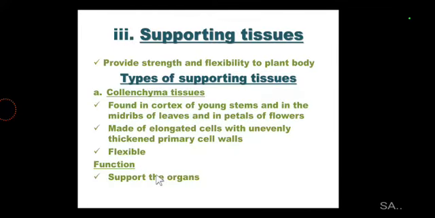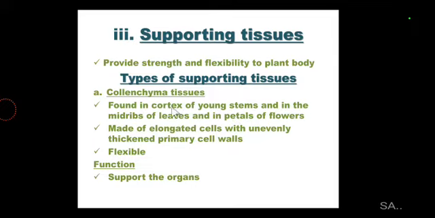Now we are moving towards the last simple permanent tissue, and this is the supporting tissue. So supporting tissues, as the name suggests, are giving support to the plant body. They provide strength and flexibility to the plant body. And what are the types of supporting tissues? So one of the types is the collenchyma tissue. Collenchyma tissues are found in the cortex of young stems and in the midribs of the leaves and in petals of flowers. So they are supporting in nature.